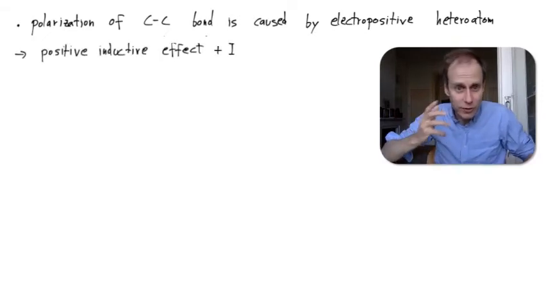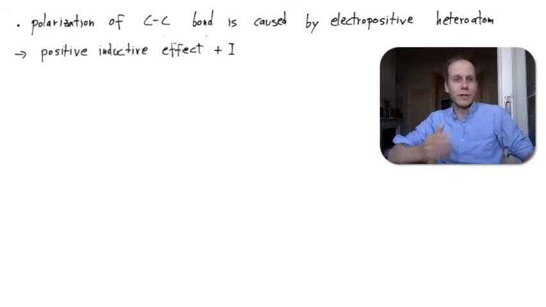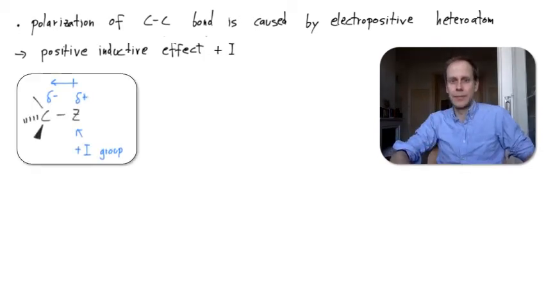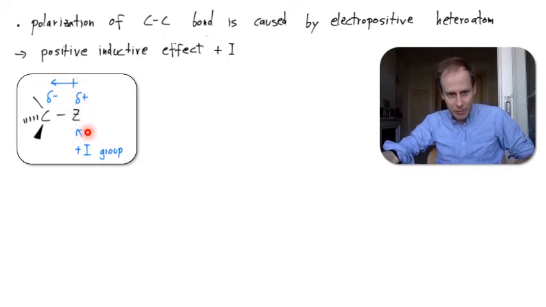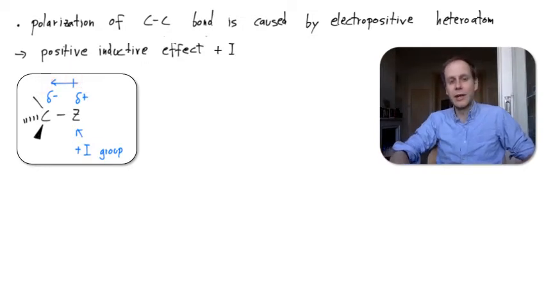So, and we call this a positive inductive effect, +I. So here is the general definition of it. This Z group is now a +I group. It has a lower electronegativity than the carbon. So the polarization is this time caused from the partial positive charge, and the polarization direction goes from here to the partial negative charge.